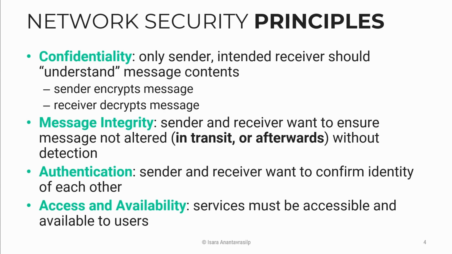The next point is authentication. The sender and receiver want to confirm the identity of each other. Even though we are talking to our partner in secret, and nobody can understand our messages, how can you be sure that the person we are talking to is the person we actually want to talk to? It could be some other person pretending to be our partner.